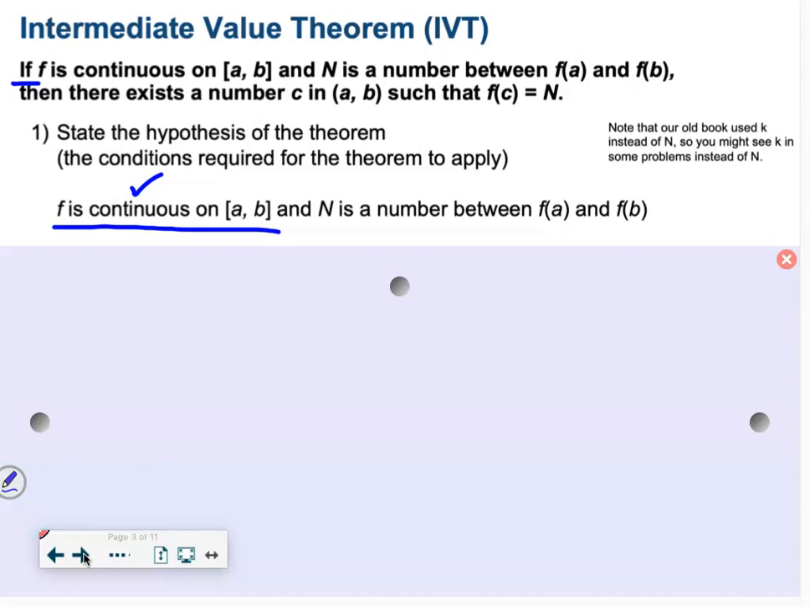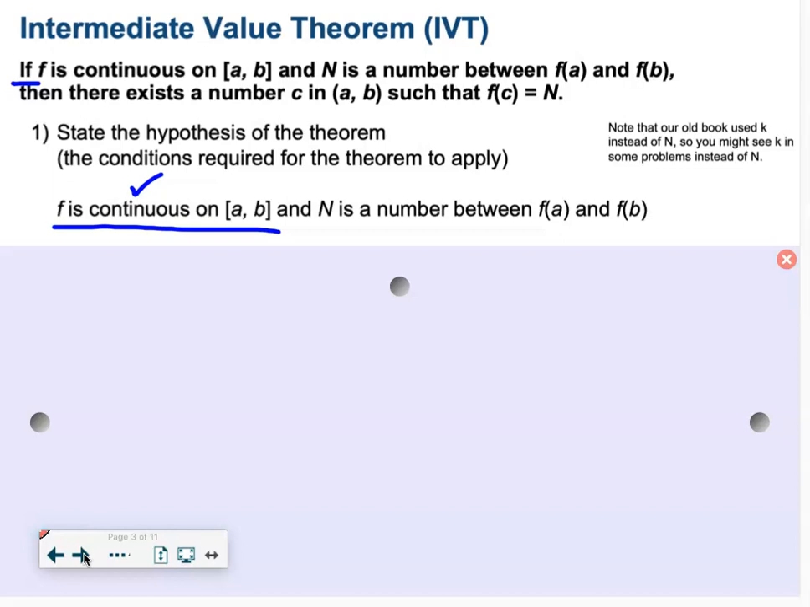Okay, so now let's say yes, f is continuous. We're not ready to apply. We've got one more thing to check. So Faith, what's the one other thing that we have to check? N is a number between f of a and f of b. If we're on a closed interval, these are like the endpoints of the interval. We're going from a to b, starting at a, ending at b. f of a and f of b, what would those be?